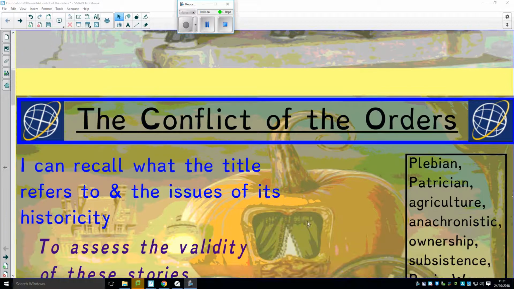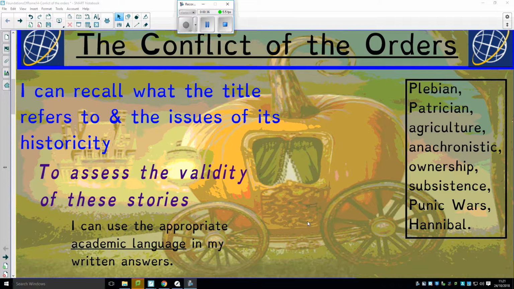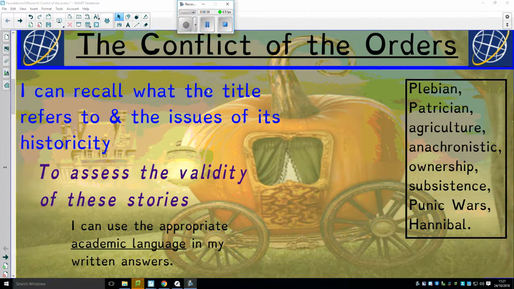So, we're doing the conflict of the orders. Recall what the title refers to and the issues of its historicity. How true is this? Plebeian, patrician, agriculture, farming, anachronistic, wrong time, ownership, subsistence, just enough, Punic Wars and Hannibal.